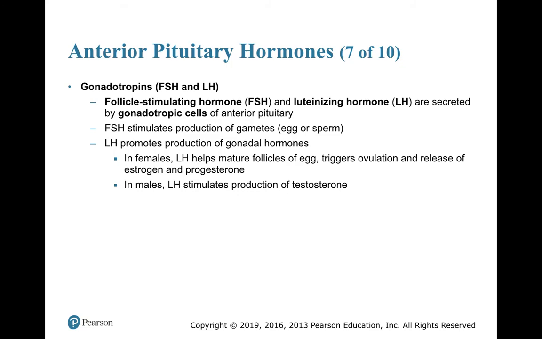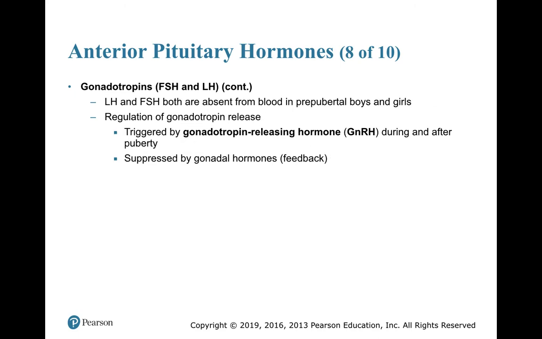Luteinizing hormone promotes the production of gonadal hormones in females. Luteinizing hormone helps mature follicles of the egg, triggers ovulation, and the release of estrogen and progesterone, a couple of other hormones. In males, it stimulates the production of testosterone. LH and FSH are both absent from the blood before puberty. They're regulated by gonadotropin releasing hormone that kicks in during and after puberty, and they are suppressed by the gonadal hormones themselves. So we have a typical negative feedback loop.